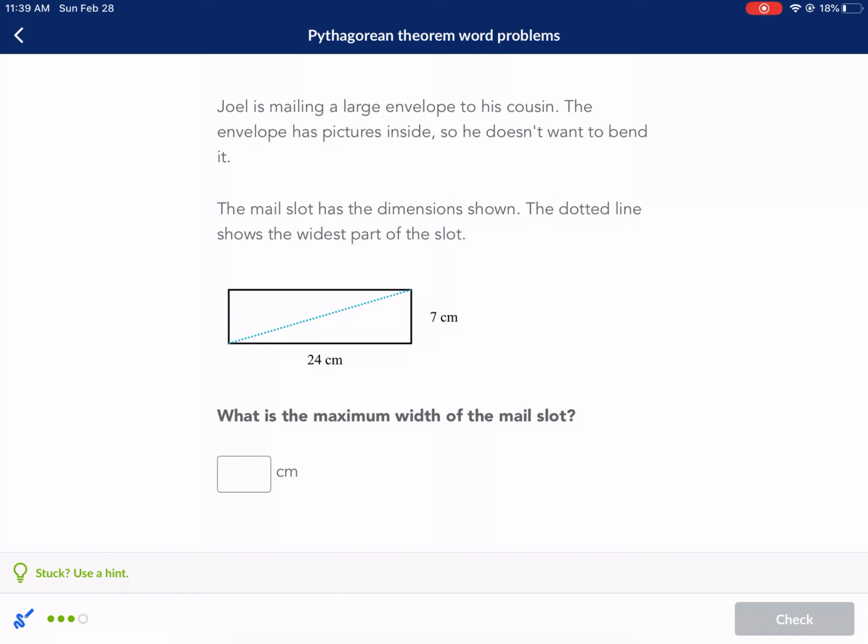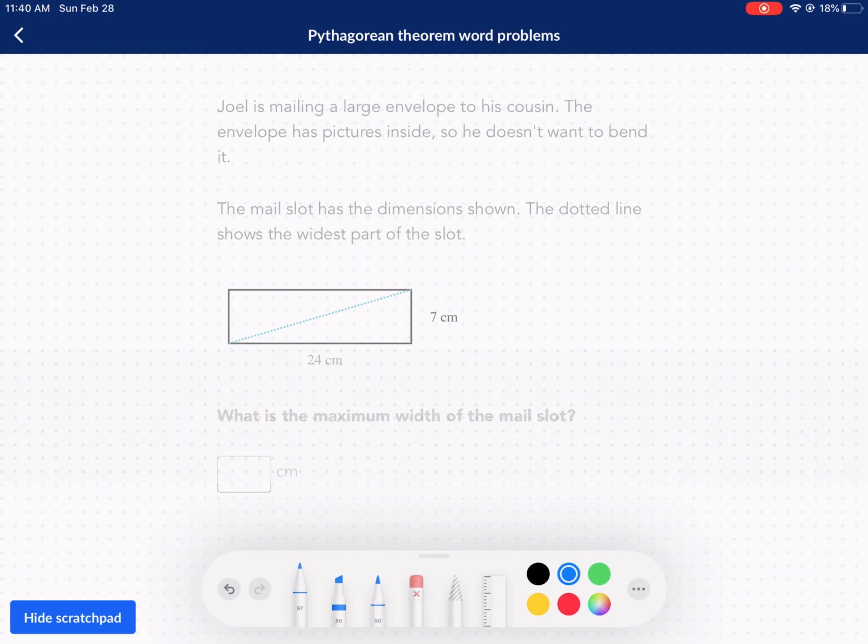Joel is mailing a large envelope to his cousin. The envelope has pictures inside, so he doesn't want to bend it. The mail slot has the dimensions shown. The dotted line shows the widest part of the slot. Okay, what is the maximum width of the mail slot? What we need to do here is essentially, this is already set up for us. This is 90 degrees. And we have Pythagorean theorem. C squared equals 24 squared plus 7 squared.